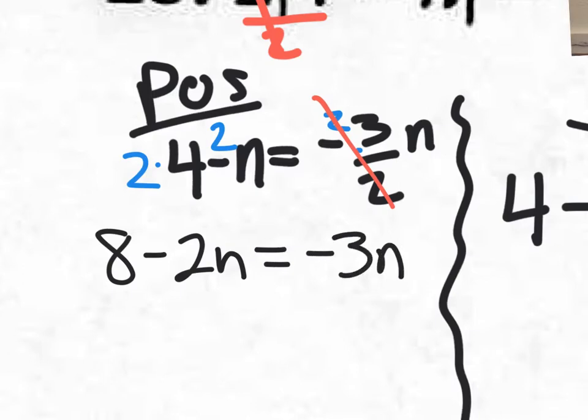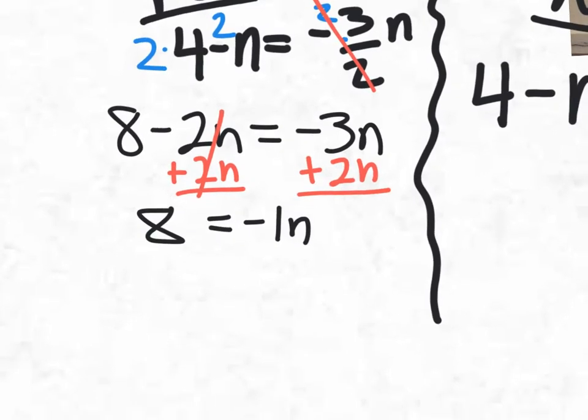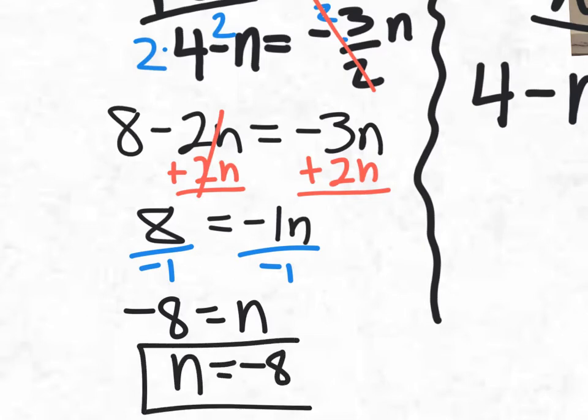And now I want to get n by itself on one side. I have n's on both sides. So let's get n by itself on one side. I'm going to get rid of the -2n by going +2n. That will cancel out. What I do to one side, I do to the other, +2n. And I want to have a new equation that says 8 equals -1n. So I have one more step to do. That would be getting rid of that -1 by dividing by -1. And I have a final answer of -8 equals n. But I prefer to write it n equals -8. Okay, so we have one answer.